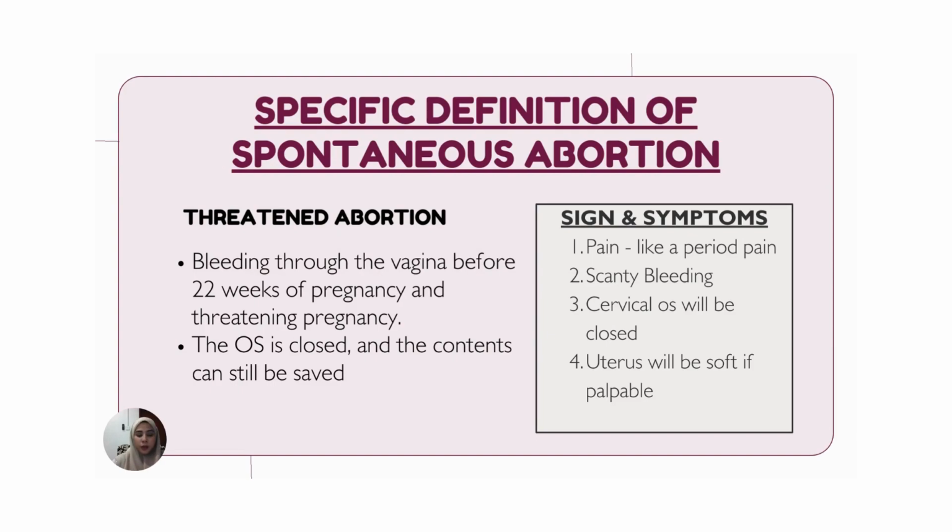The first spontaneous abortion is threatened abortion, which is bleeding through the vagina before 22 weeks of pregnancy and threatening the pregnancy. The os is closed and the contents can be saved. The signs and symptoms for threatened abortion are pain like a period, scanty bleeding, cervical os closed, and the uterus will be soft if palpable.